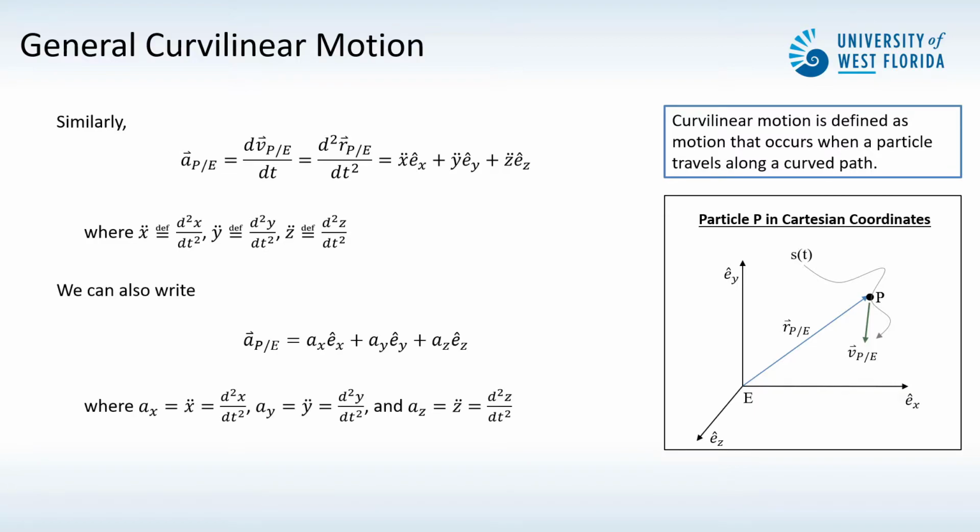We can also write the acceleration vector as ax ex plus ay ey plus az ez. Again, ax, x double dot, and d squared x dt squared are all just different ways to write the same thing. Also, the acceleration vector is generally not tangent to the path of motion.